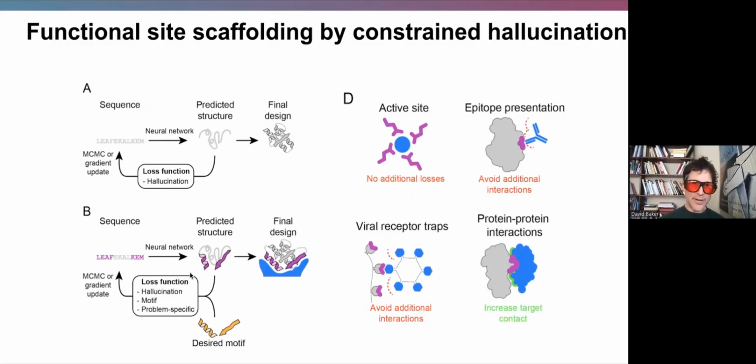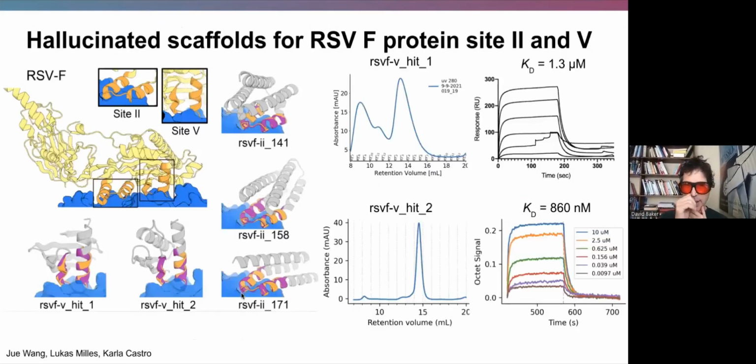So the first way we developed to do this is this hallucination approach, where we assess not only how well the thing folds to some structure, but what the structure actually contains, this structural motif. Here's an example with a big protein, respiratory syncytial virus, taking motifs like this, fixing those, and asking the hallucination process to build a scaffold around it.